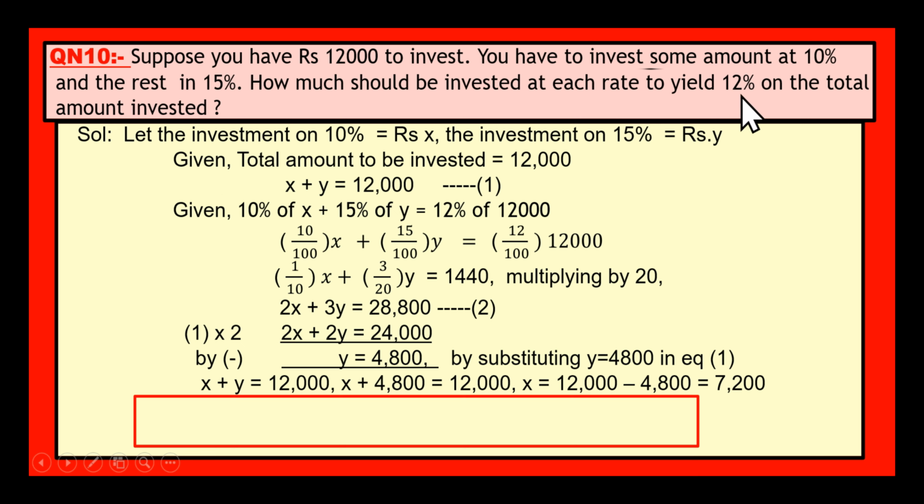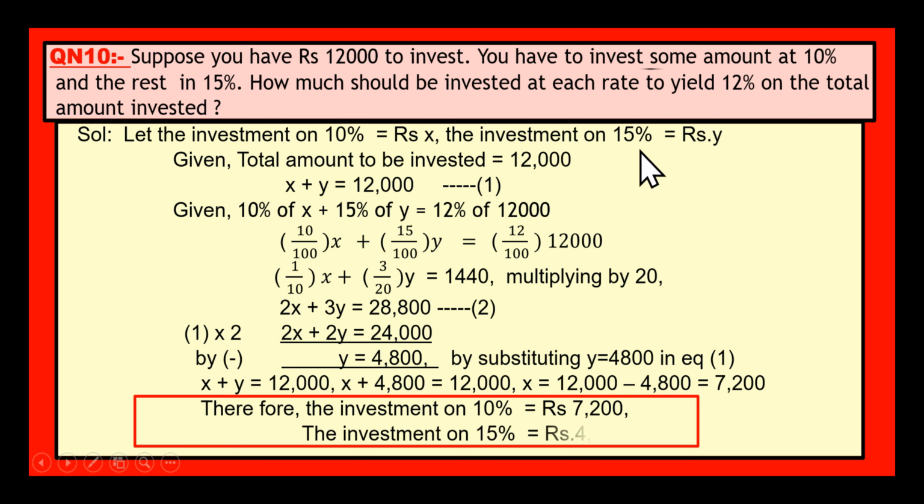Therefore, to get a 12% rate finally, you should invest an amount of x, means an amount of 7,200 at 10% rate, and the investment at 15% is equal to y. y means 4,800 rupees. Is it clear, students?